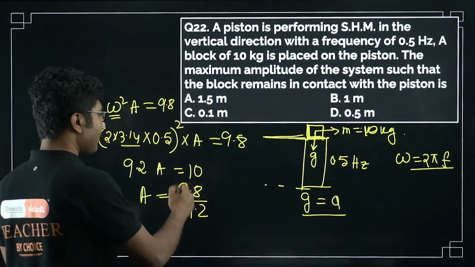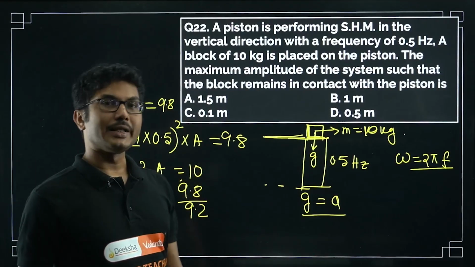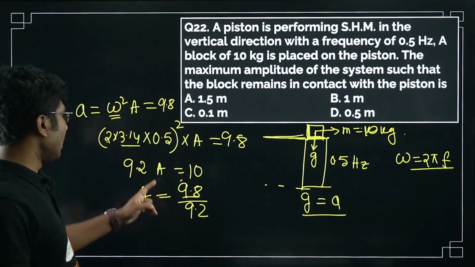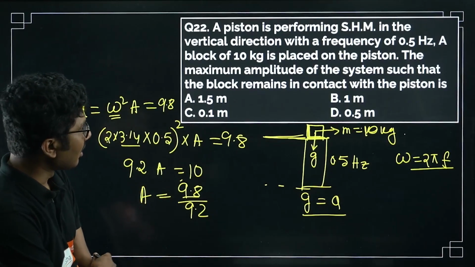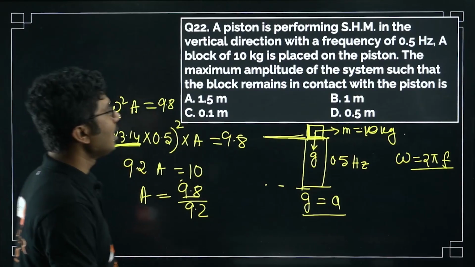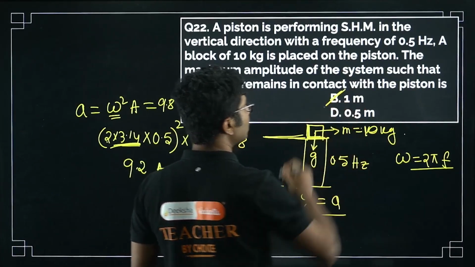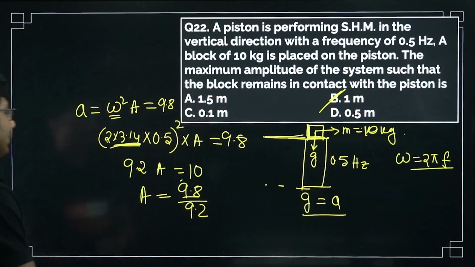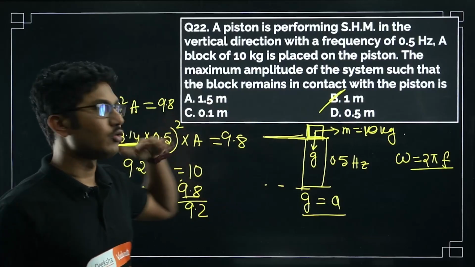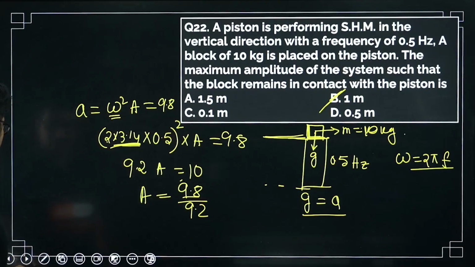1.5 means it would have been 13.5. If it was 13.5, then it would have been 1.5, but because we have approximated this 3.1 value, it will be approximately close to 1 meter. Okay, so if the amplitude is close to 1 meter, then the object will not go out. Okay, so this is the answer.